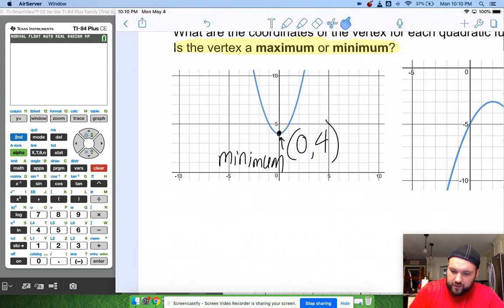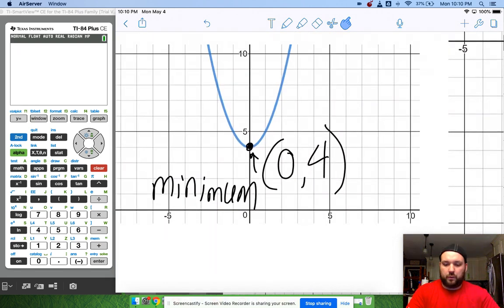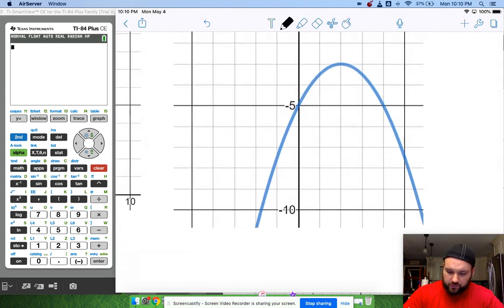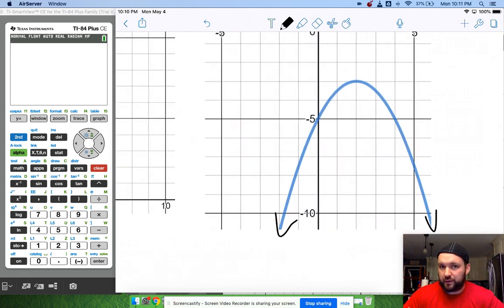Okay, so that parabola is what we say is opening up because it's going upwards. And then this other parabola we see is going the opposite direction. So this is continuing off the page in a downward direction. So I call that opening down.